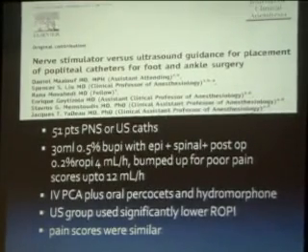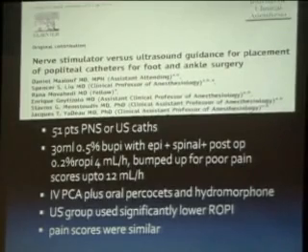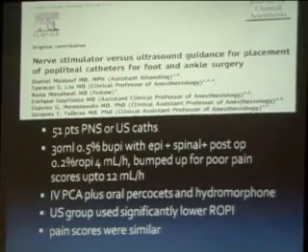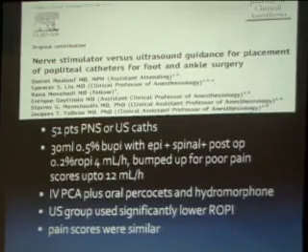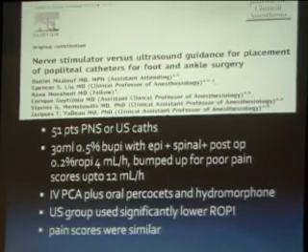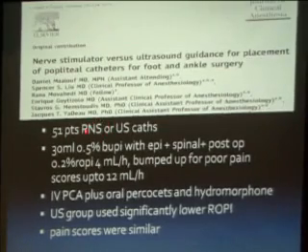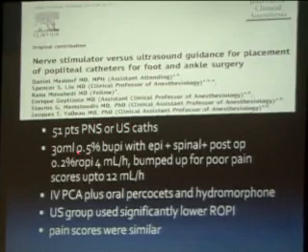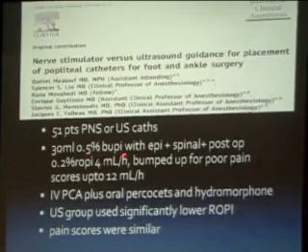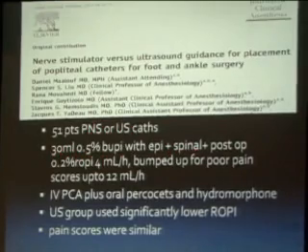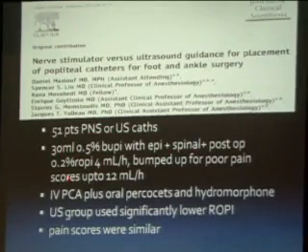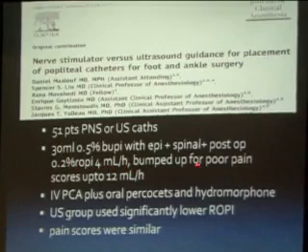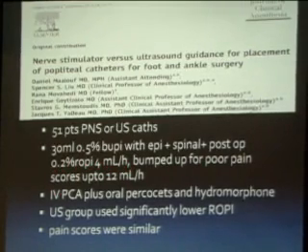So there was a study about which way we should put the popliteal sciatic block. They are looking at, should we use ultrasound guidance or should we use peripheral nerve stimulation? So this group randomized 51 patients to peripheral nerve stimulation or ultrasound for catheters. They injected 30 ml of 0.5% bupivacaine with epinephrine and spinal, and post-operatively they ran 0.2% ropivacaine 4 cc's per hour, bumped up for poor pain control scores up to 12 cc's per hour. They gave them IV PCA plus oral Percocets and hydromorphone.